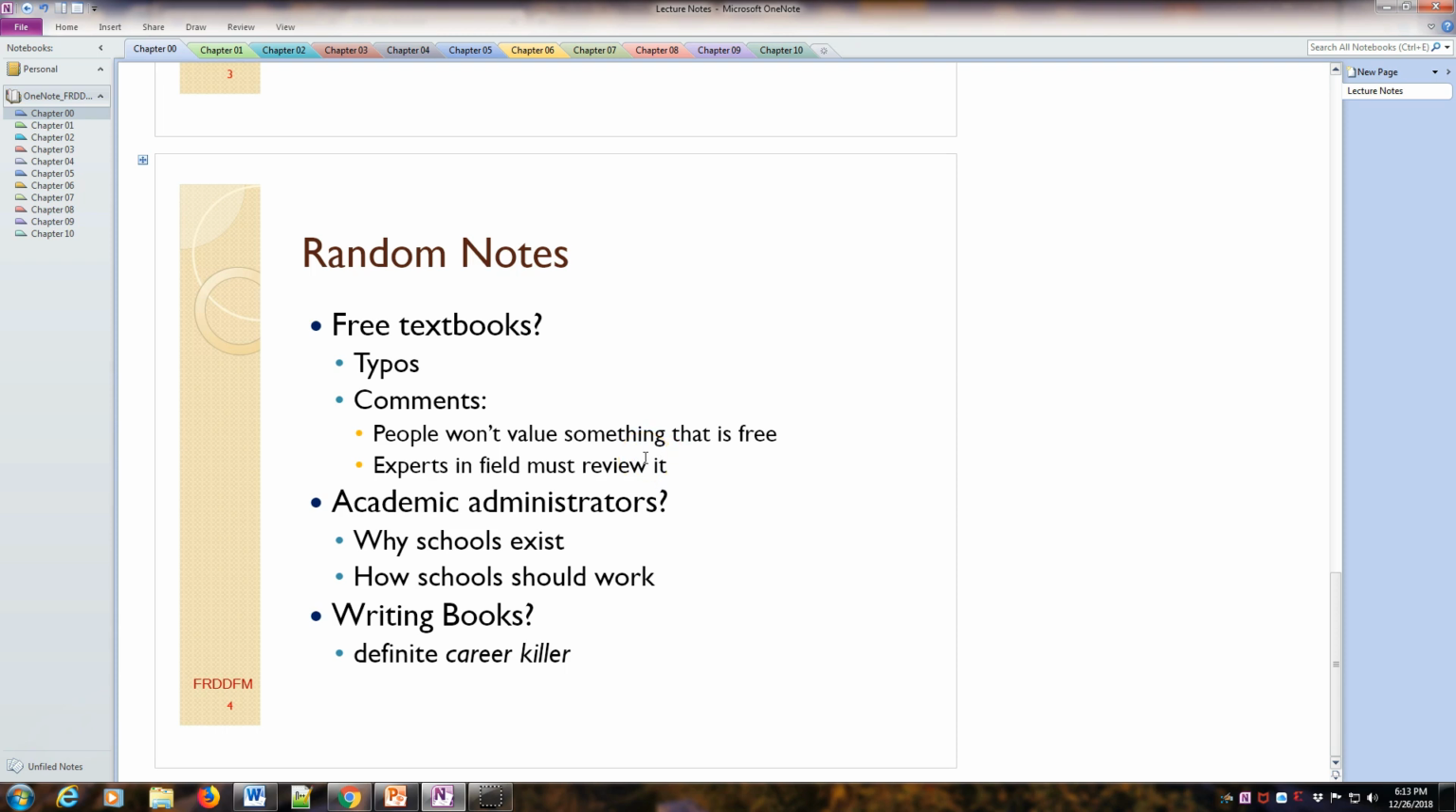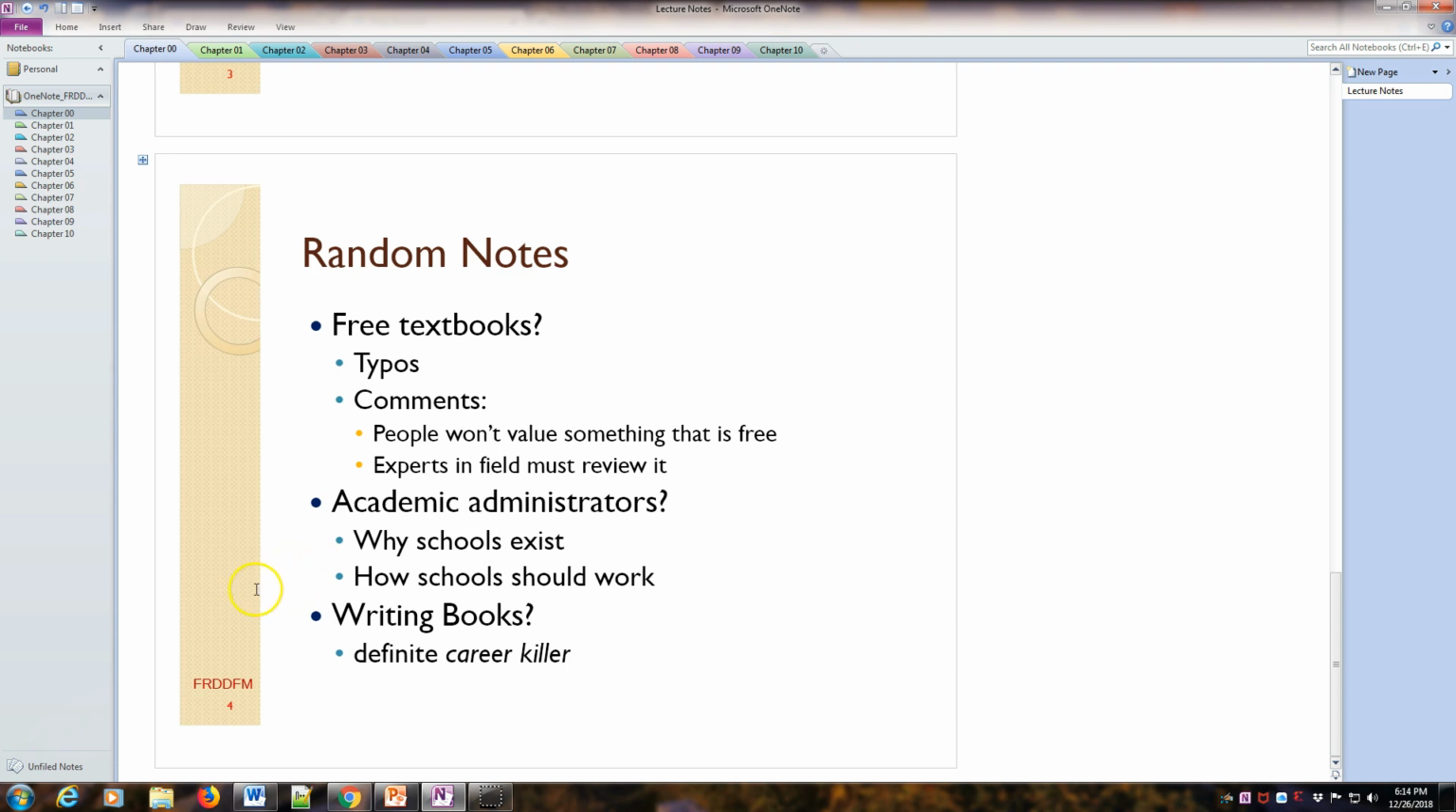So as you read this textbook, you will see that I'm not really thrilled with academic administrators. They forgot the reason why schools exist. Schools exist to transfer knowledge, not to make a profit. This is how schools should work: teachers should support students, and the administration should support teachers. It doesn't work that way. Generally speaking, the administration has a mind of its own and has its own set of morals, and we'll just leave it at that. Anyway, writing a book, I just have to state directly, is a career killer.